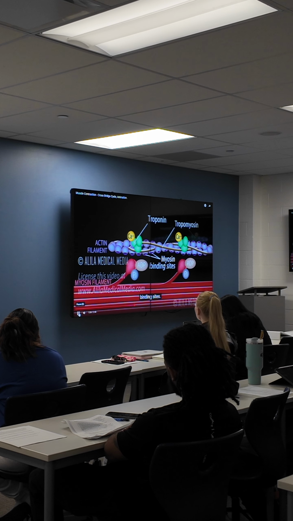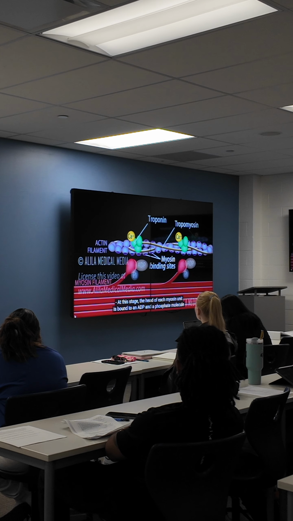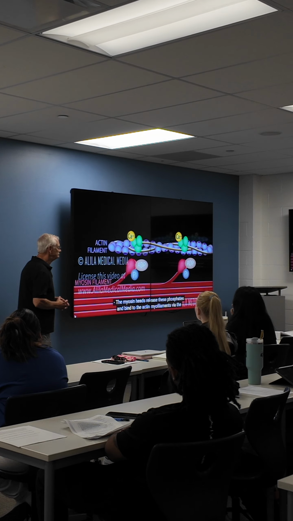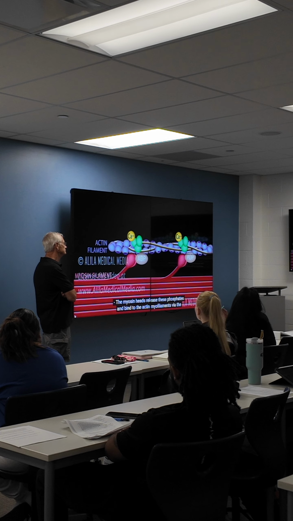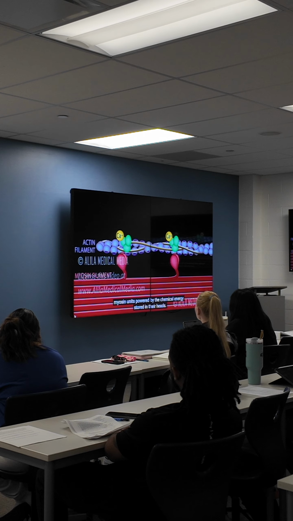Okay, let's go on. At this stage, the head of each myosin unit is bound to an ADP and a phosphate molecule remaining from the previous muscular contraction. The myosin heads release these phosphates and bind to the actin myofilaments via the newly exposed myosin binding sites. The two myofilaments glide past one another, propelled by a head-first movement of the myosin units, powered by the chemical energy stored in their heads. As the units move, they release the ADP molecules bound to their heads.